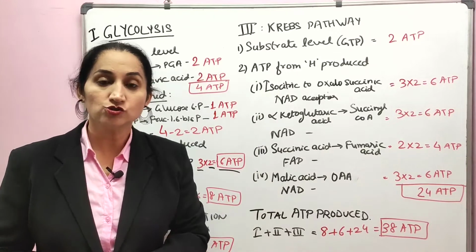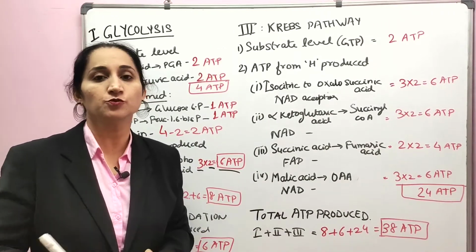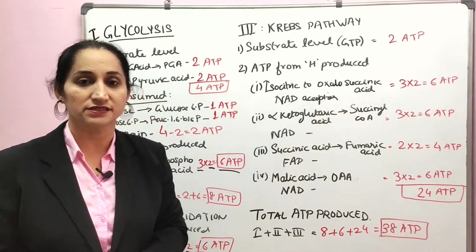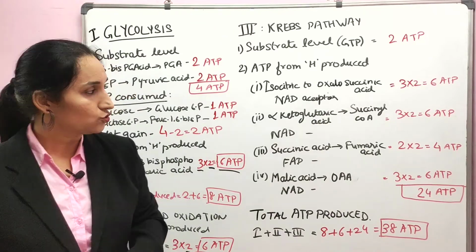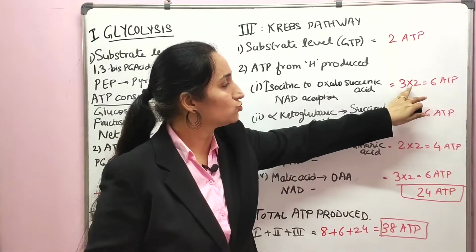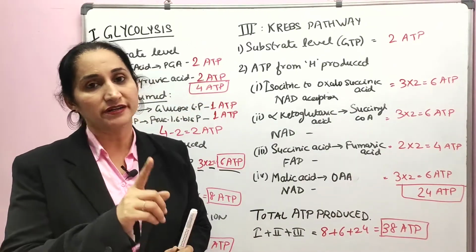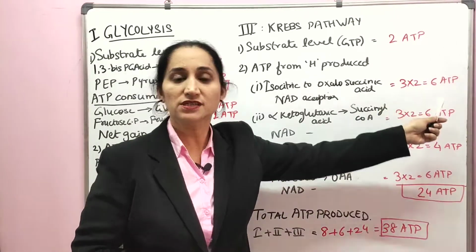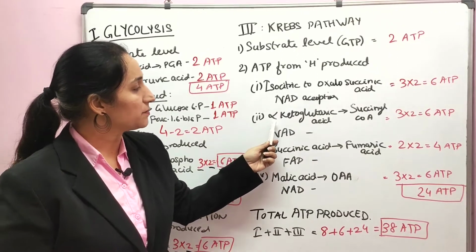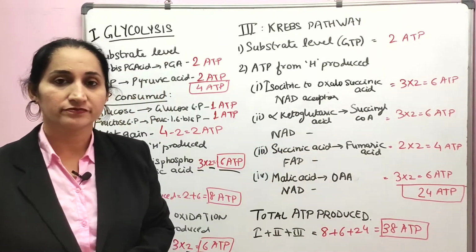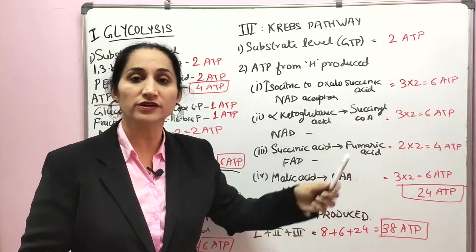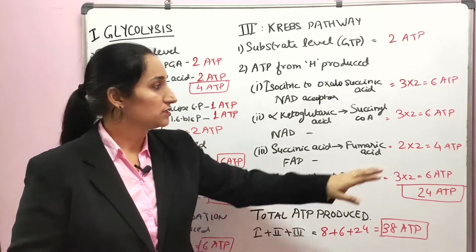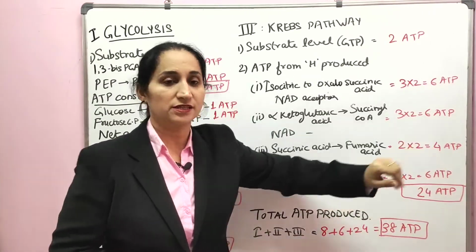Now the ATPs from hydrogen produced and sent down the hydrogen transport system. In the conversion of isocitric acid to oxalosuccinic acid, 2 NADH were formed. So what is the calculation for ATP? 2 into 3, 6 ATPs. Why? Because 1 NADH will give 3 molecules of ATP, so 2 NADH will give 2 into 3, 6 molecules of ATP. In the next step, when alpha ketoglutaric acid gets converted into succinyl coenzyme A, 2 NADH were also formed. So net production was 6 ATPs.